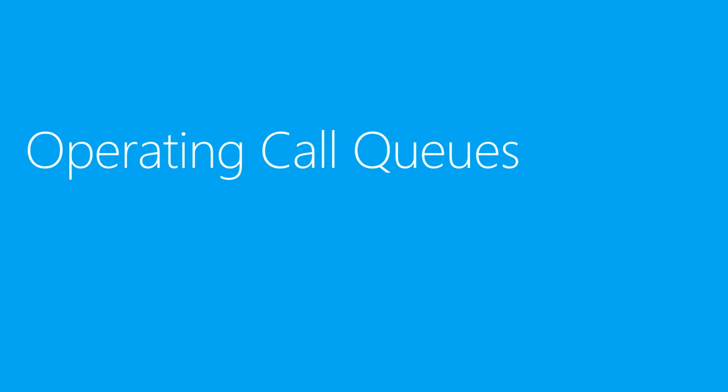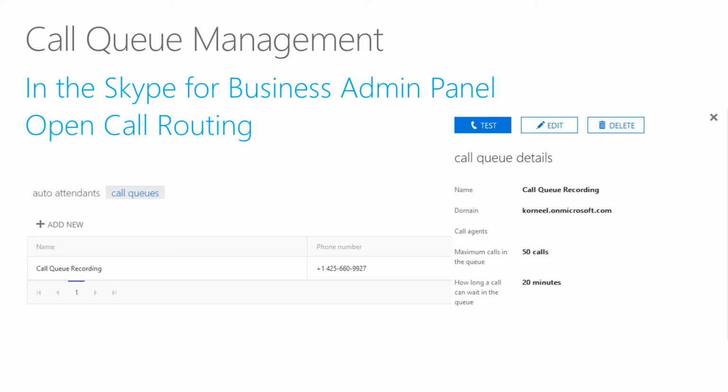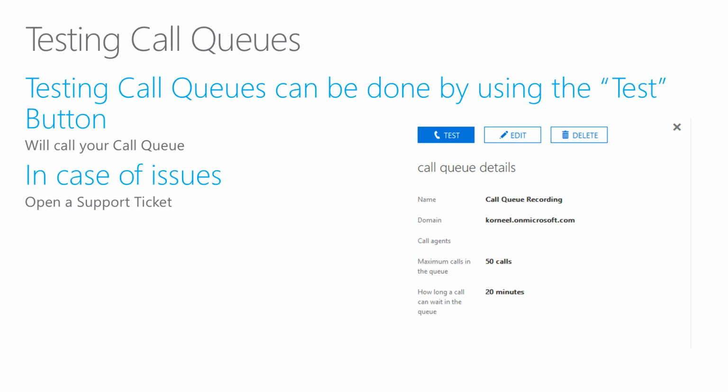How do we operate call queues? So in the Skype Business Admin Center, you open call routing and you can select your call queue. You can edit it directly from there. If you want to do any testing, you can press the test button and a call is placed to the PSTN number of the call queue so you can find out whether or not the queue is working correctly. If you have any issues, some unexpected behavior, you should always reach out to the Office 365 Support Center and open a support ticket. This is a managed service and they'll be able to help you out.